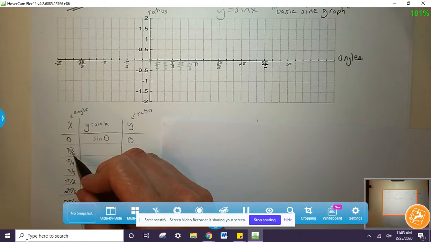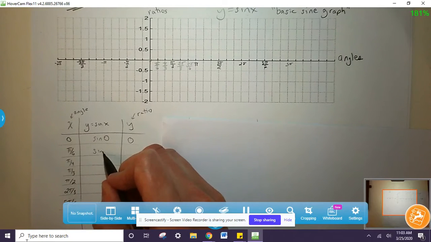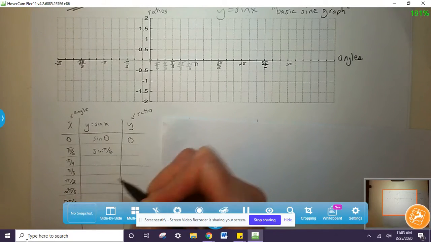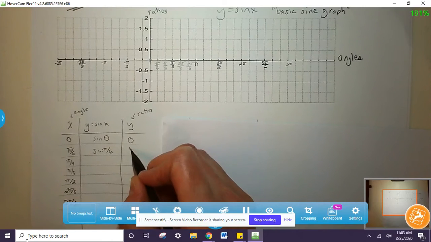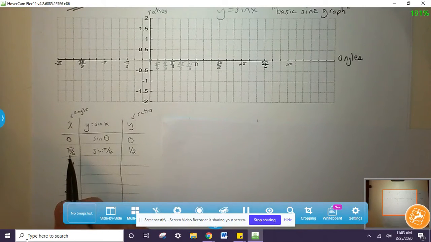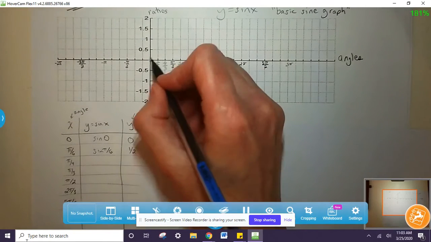Next, we're going to plug in pi over 6. So we're going to find the sine of pi over 6. So take a look at your unit circle, find the angle pi over 6. Find the ordered pair. The ordered pair is radical 3 over 2, comma 1/2. The y-coordinate is sine. So the point that I want to plot is pi over 6, 1/2.